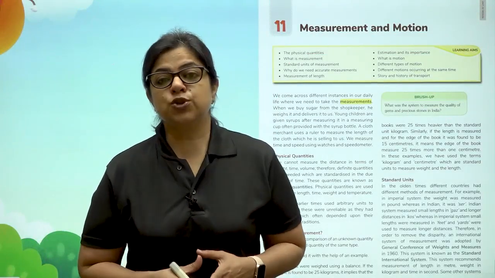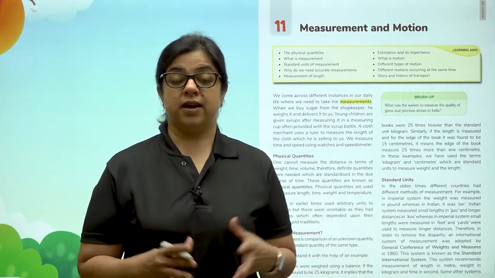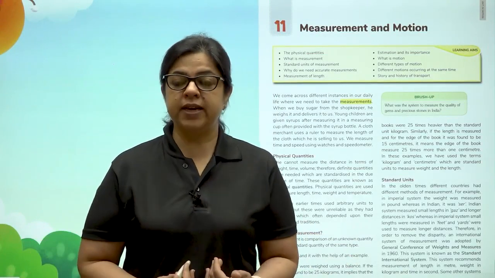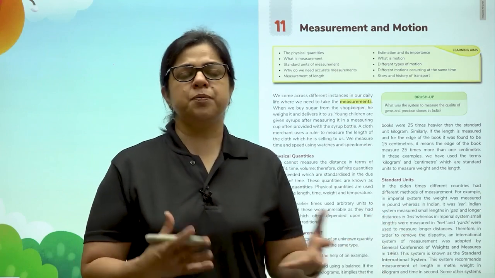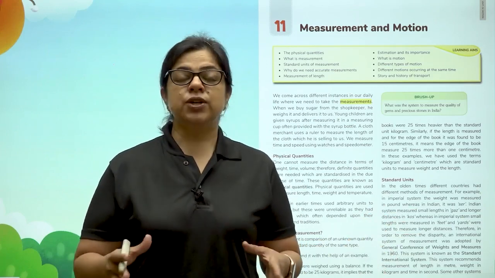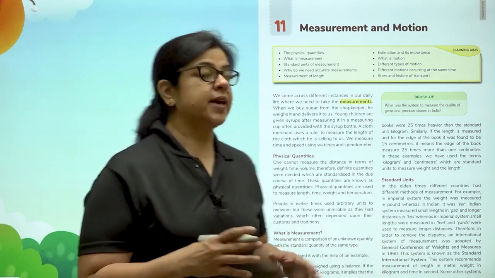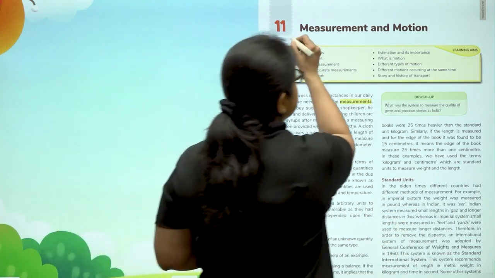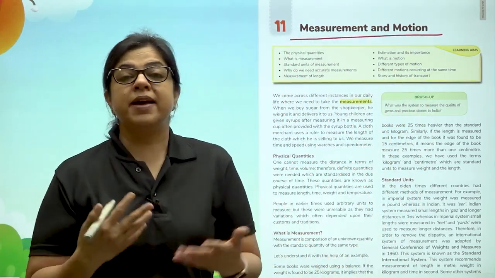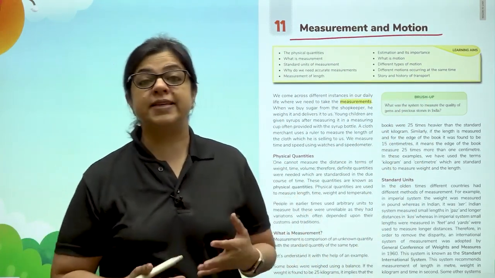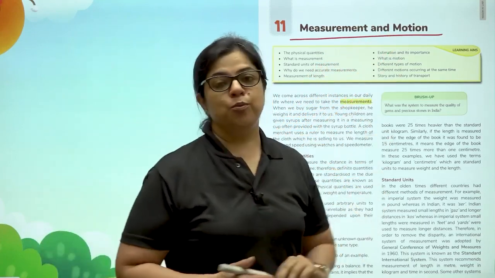Children, we have understood the different kinds of movements around us, whether it is in our body, in the animals or even in the plants for that matter. Children, what we are going to do today in chapter number 11 is how do we measure this movement and what exactly is the meaning of motion.